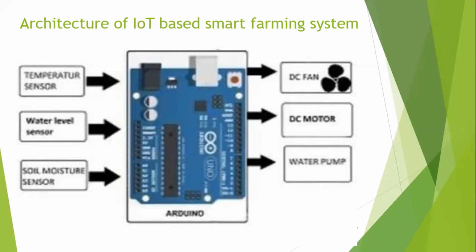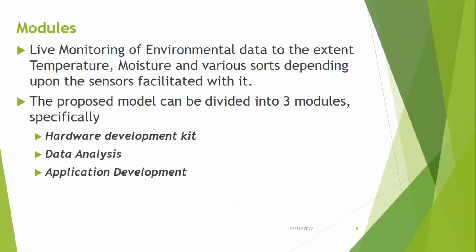So it measures the soil level and the water requirement, and all these things can be automated so that the water can be pumped automatically. And when there is an excess of water, in that case, the water pump is automatically stopped. So how are we going to construct it? The proposed model can be divided into 3 modules.